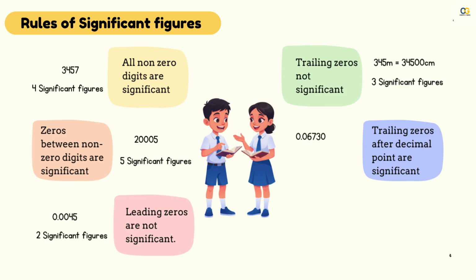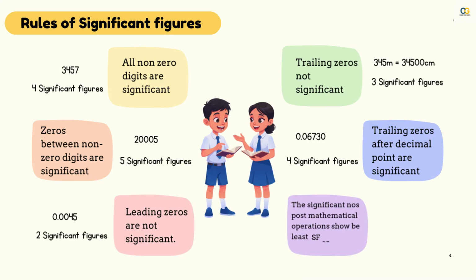So in 0.6730, it has 4 significant figures. And the number of significant figures post mathematical operations should be either the least number of significant figures or the lowest decimal value significant figures. So if we are adding 0.123 plus 0.0450, the answer is 0.163, which is 3 significant figures, which is also the least number of significant figures.